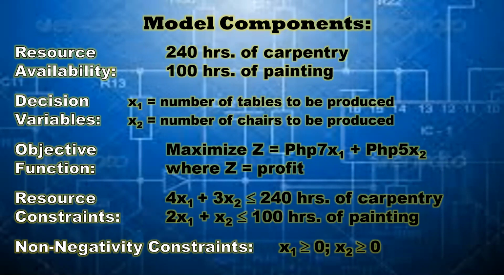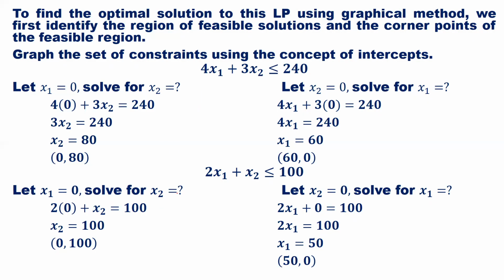When we solve for the intercepts of these inequalities, it's just the same as how we graph linear equations. So what we do is we let this inequality be a linear equation: instead of using this symbol, we use the equal sign, so that we would be able to get the intercepts. For this first one, we have 4x sub 1 plus 3x sub 2 is less than or equal to 240. So recall in intercepts.